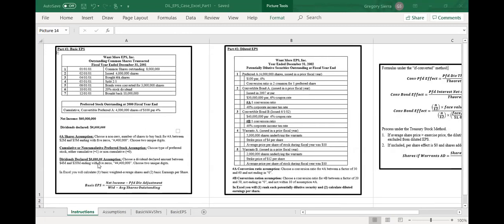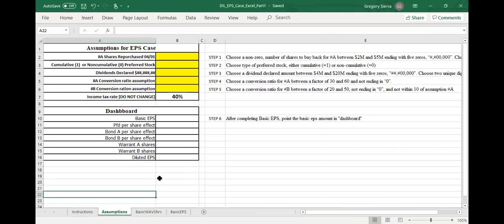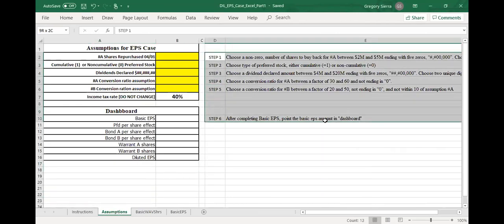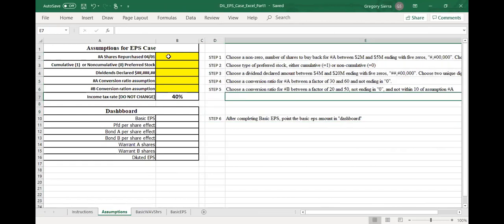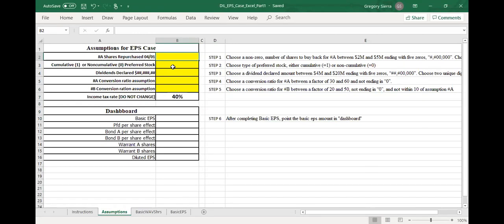All right, so let's go to this assumptions page, and I have all the steps for you. You need to make an assumption for the shares repurchased on April 1st. You need to decide whether you're going to do cumulative or non-cumulative, doesn't matter. You need to choose a dividends declared, so that would be for common and preferred dividends, the total dividend. You'll have to calculate the preferred dividend and the earnings per share preferred dividend adjustment, which may be different later. Choose a conversion ratio for bond A, choose a conversion ratio for bond B.